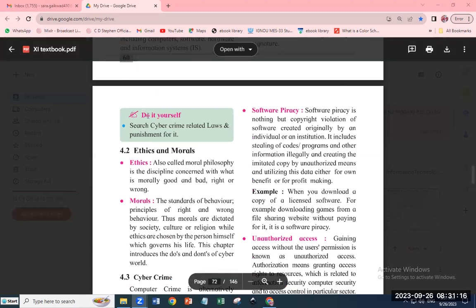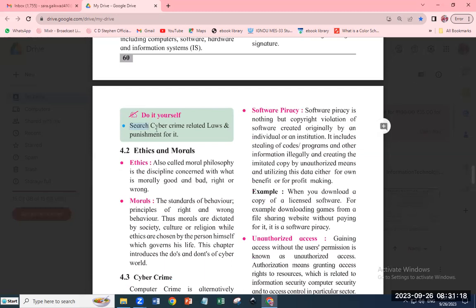Now, do it yourself. What are you supposed to do? Search cyber crime related laws and the punishment for them. What are the cyber laws? What are the cyber crimes? What laws are entrusted to them, and what punishment is given for them? We'll be seeing some examples here.